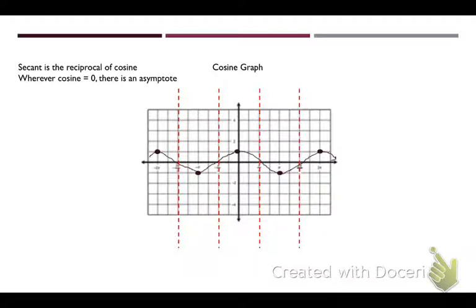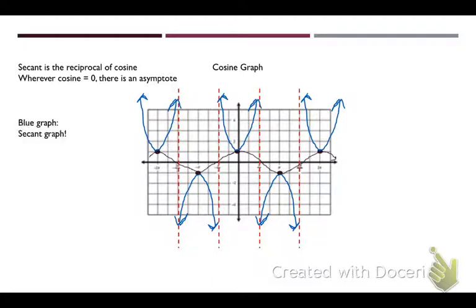So, same as sine, we're going to just have parabolas that follow along these asymptotes. So there's a parabola right there. That one goes down. That one goes down. Those ones go up. Okay, so it's the opposite of the cosine graph. Cosine's all in. Secant is all out. Same with cosecant. Okay, so the blue graph is the secant graph.